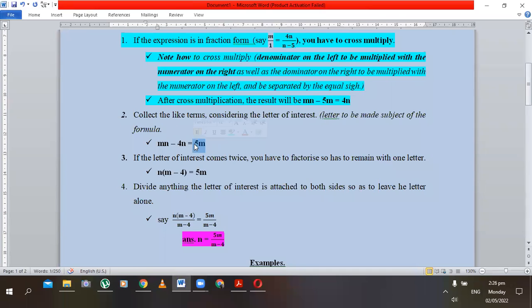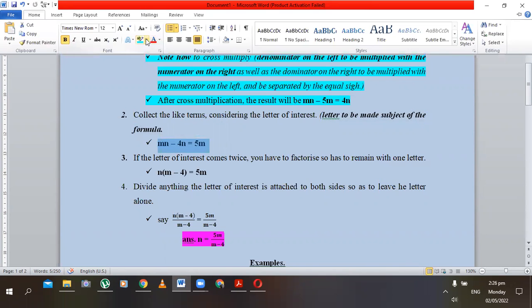We cannot say these are like terms because the instruction here said you need to consider the letter of interest. So what is the letter of interest? It is that letter we are making the subject of the formula. So in this case here, our letter of interest is n. So when you are collecting the like terms, we have to make sure that those expressions that contain n should be put on one side.